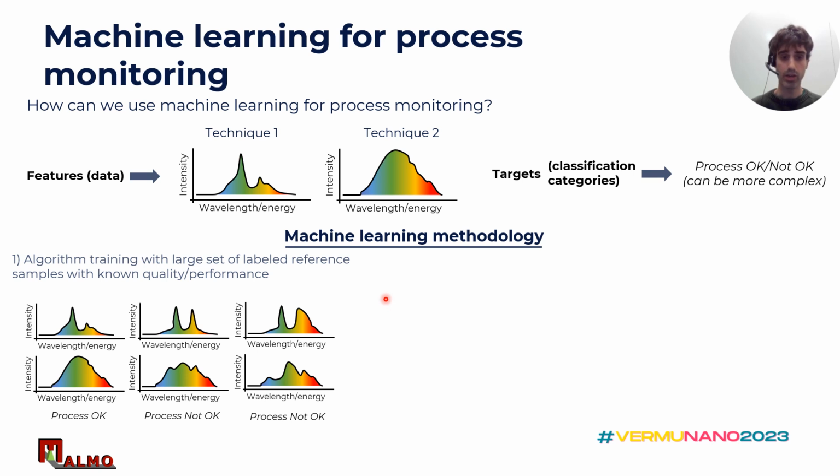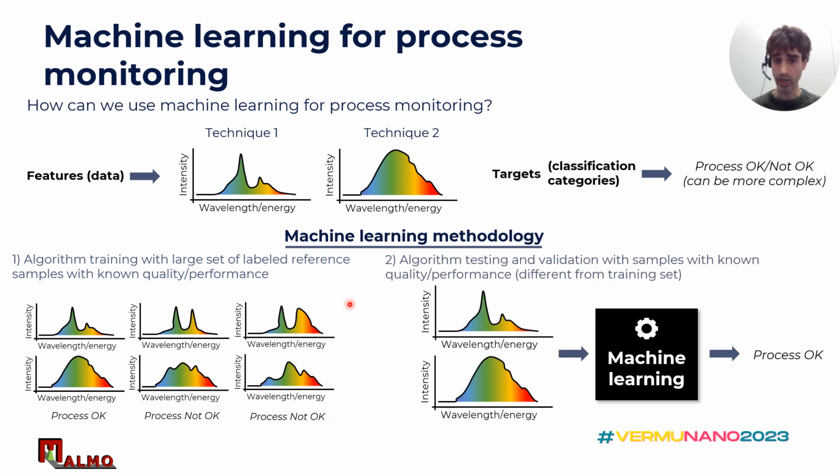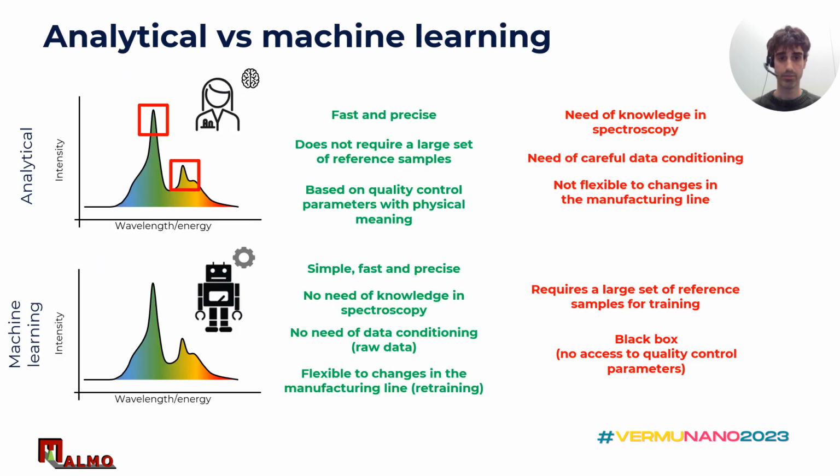First, we take the algorithm and we train it with a large set of labeled reference samples with known quality or performance. So, for example, we introduce this spectrum and we say this is for a process that is okay. Or this other, and we say to the algorithm, this is a process that is not okay. Then the algorithm looks for patterns and learns, and then what we need to do is to test this algorithm with samples from which we also know the quality of performance. And with this, we have our machine learning model trained and validated.